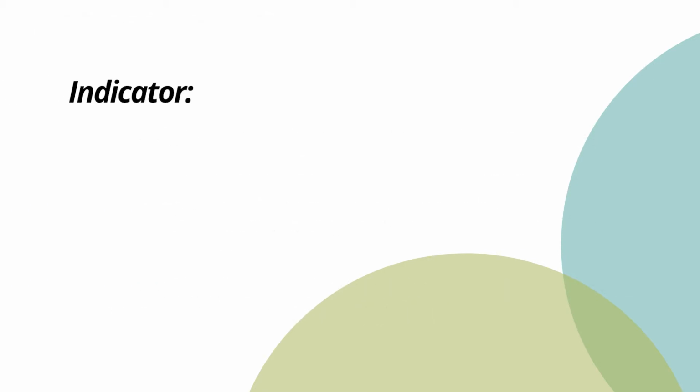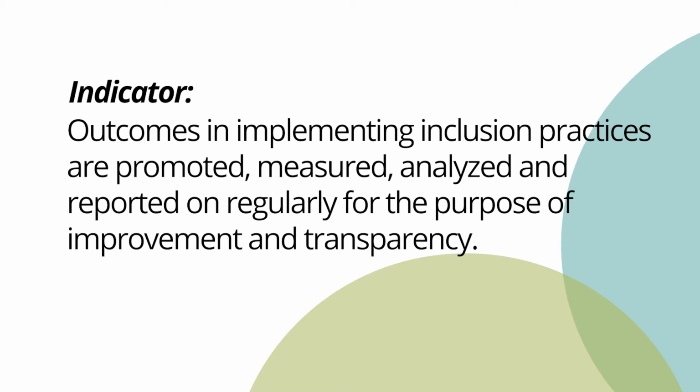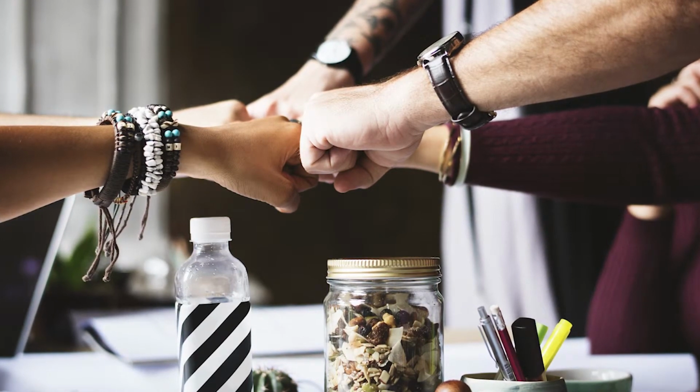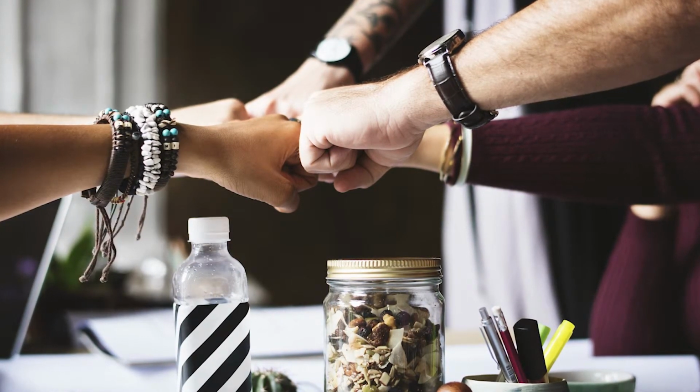Indicator: outcomes in implementing inclusion practices are promoted, measured, analyzed, and reported on regularly for the purpose of improvement and transparency. We attend to those goals and practices that we measure and check on regularly. Embedding equity and inclusion into ongoing improvement plans ensures that the equity conversation continues to grow.